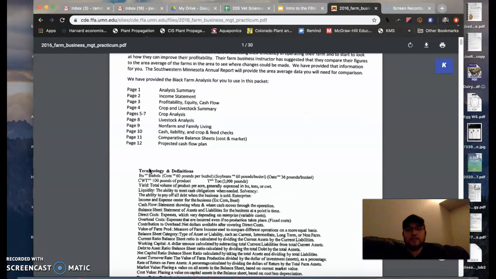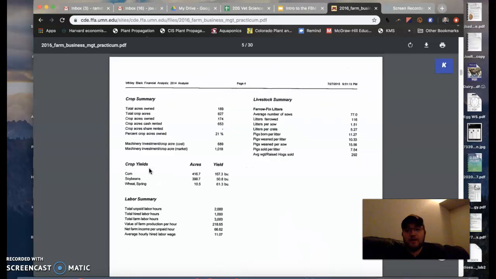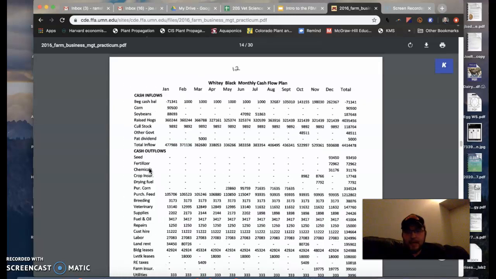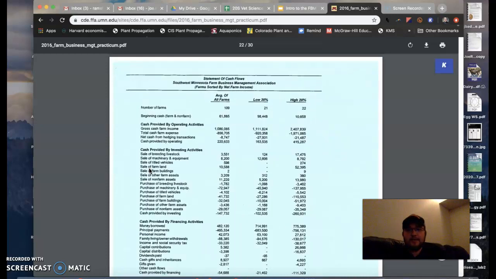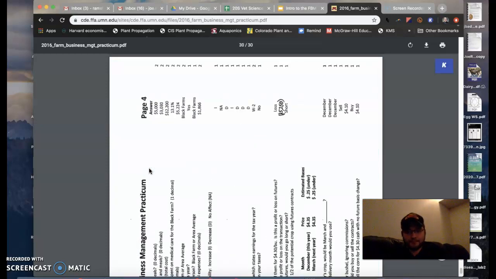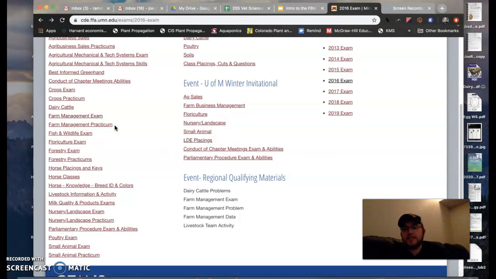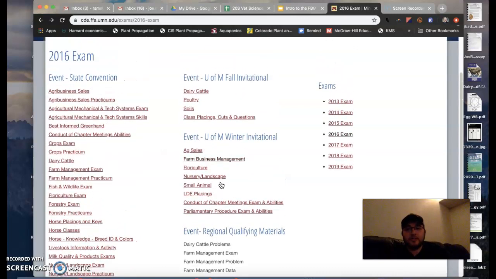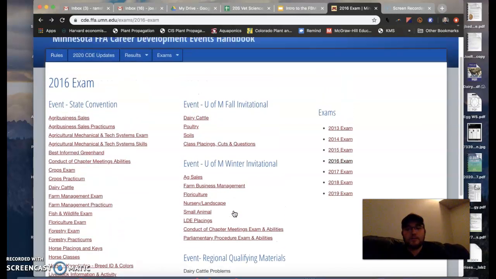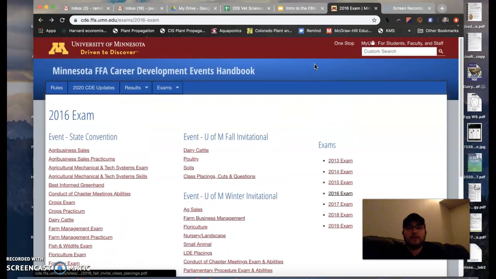So as you can see, this is the practicum. It's about 30 pages long with all of those economic pages, and then it'll ask you those questions at the end. Obviously this one has an answer key on it too. There's the state level comp test materials, and there's also regional and invitational materials that are available to you as well on some years. So this is a great resource to check out.